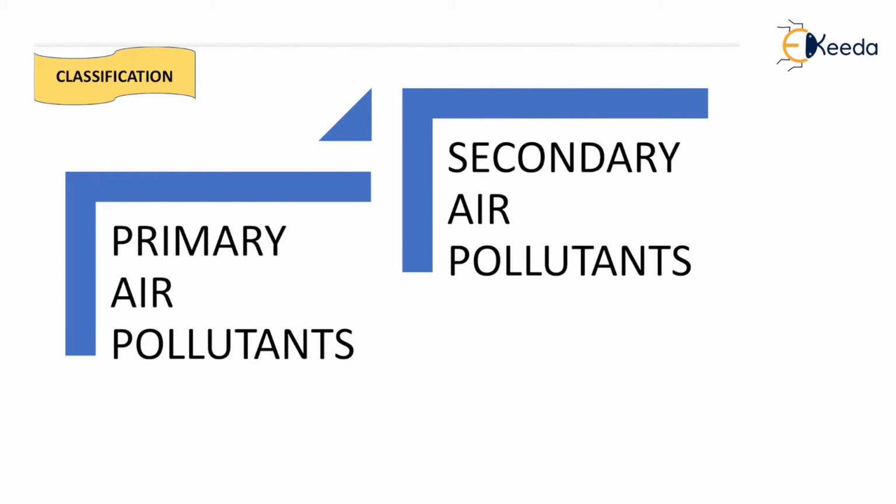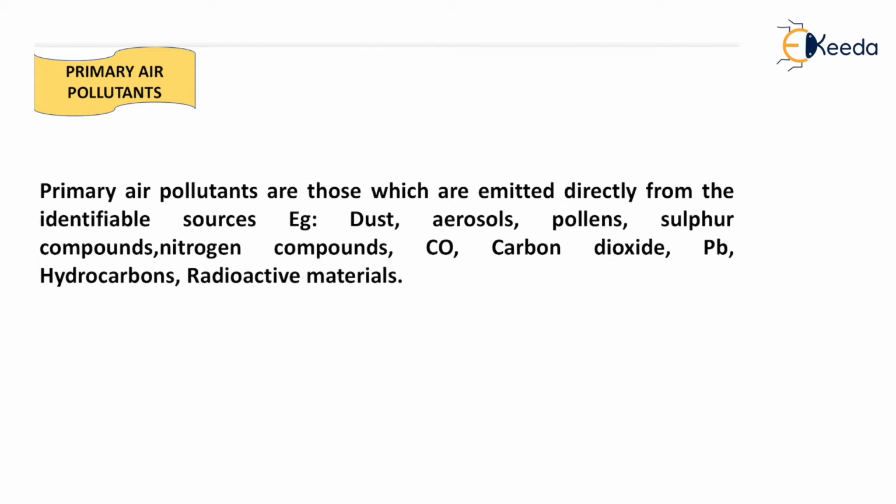Okay. Now the classification of air pollutants. Generally air pollutants are classified into two types, primary air pollutants and secondary air pollutants. Now what are primary air pollutants? Primary air pollutants are those which are emitted directly from identifiable sources like dust, aerosols, pollens, sulfur compounds, nitrogen compounds, carbon monoxide, carbon dioxide, lead, hydrocarbons, radioactive materials, etc. Those air pollutants which are emitted directly from identifiable sources and pollute the air directly are known as primary air pollutants.